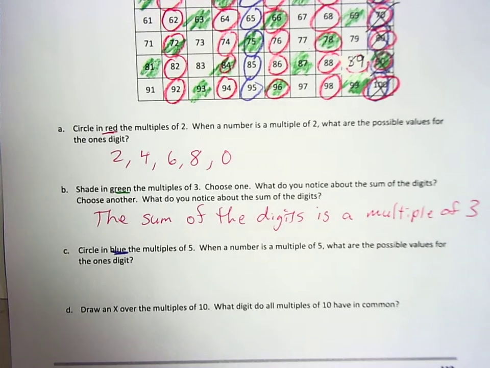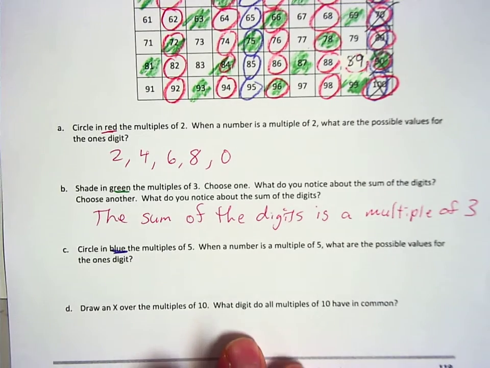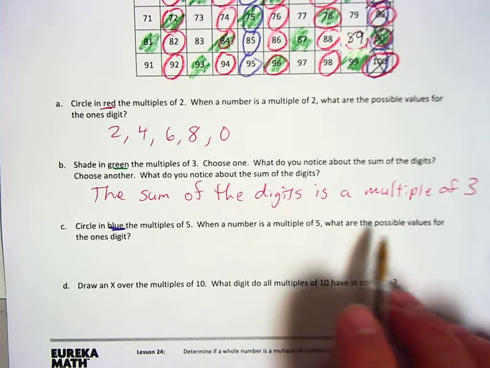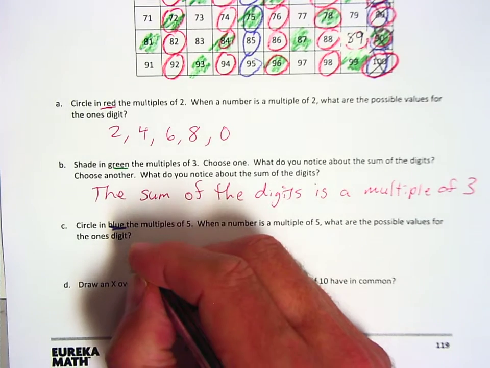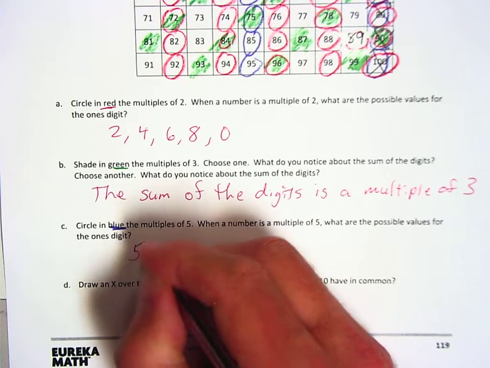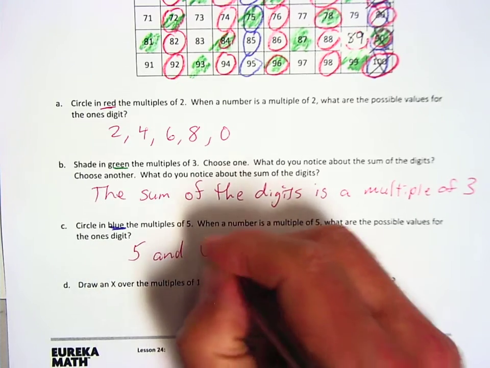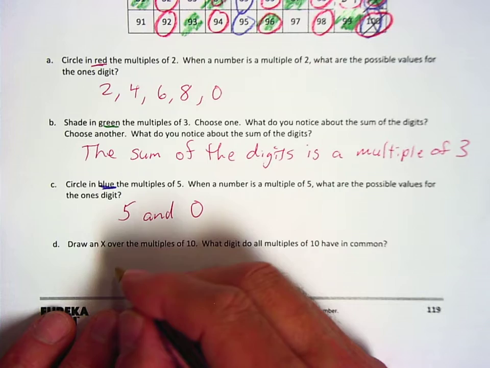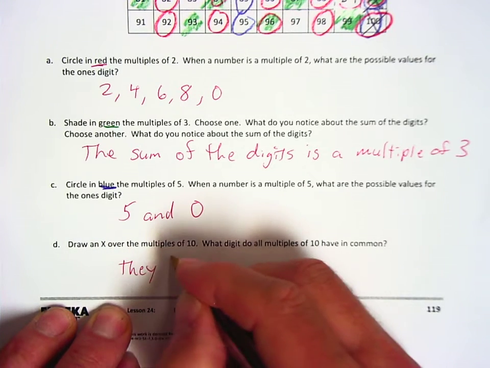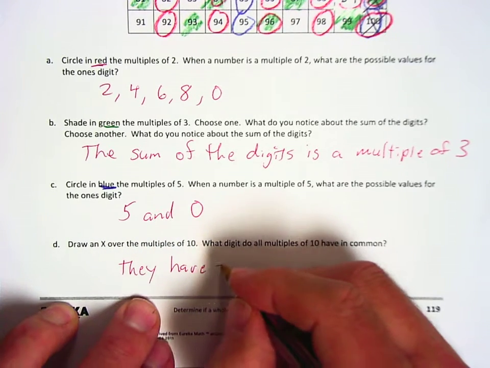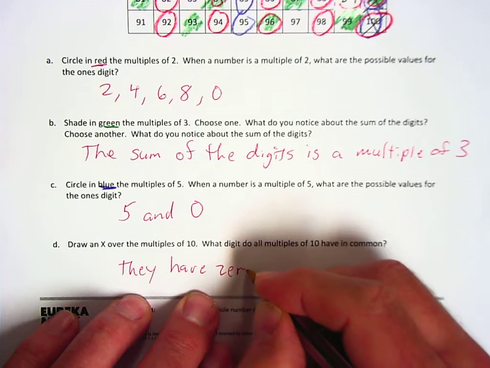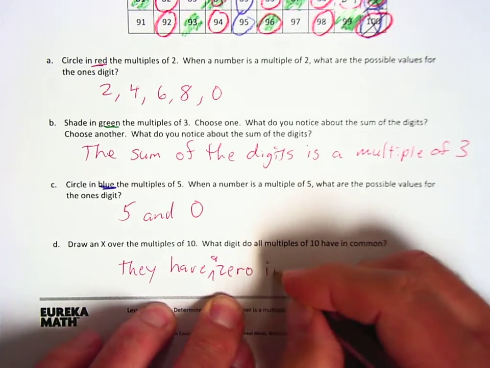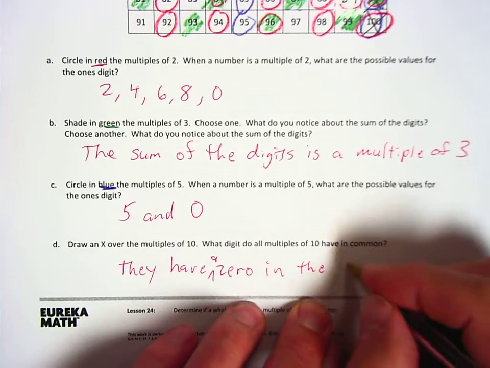Very nice. All right, and let's look at this one. When a number is a multiple of 5, what are the possible values in the ones place? Well, that's easy. That's just 5 and 0. And what do all the multiples of 10 have in common? They have a 0 in the ones place.